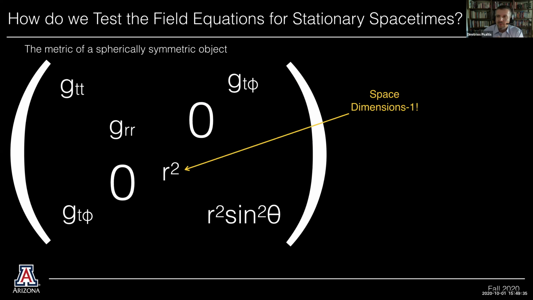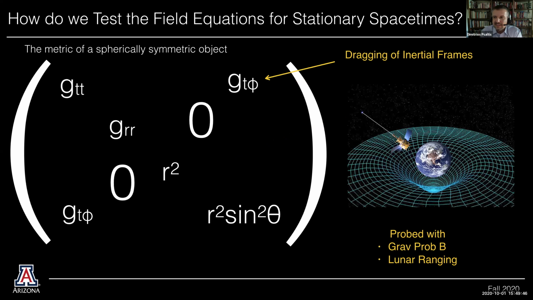There's that little r squared, which I'm not going to say anything about because this measures the dimensions of space. 2 is 3 dimensions of space minus 1, let's not worry about that. But then there's that off-diagonal term that measures the dragging of inertial frames. The fact that when you have a spinning object, it actually drags all the inertial frames with it. And this is something that you probe by sending a satellite around in orbit around the Earth, like Gravity Probe B, or by looking at the motion of the moon around the Earth and the sun with lunar ranging.